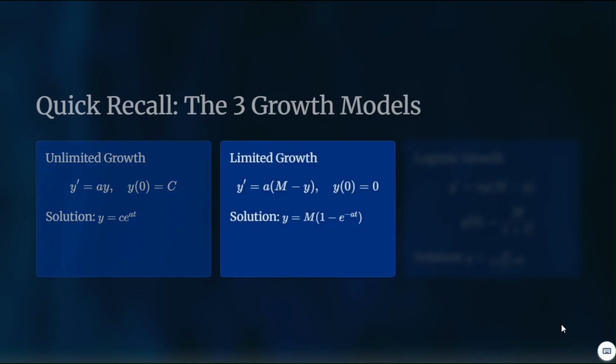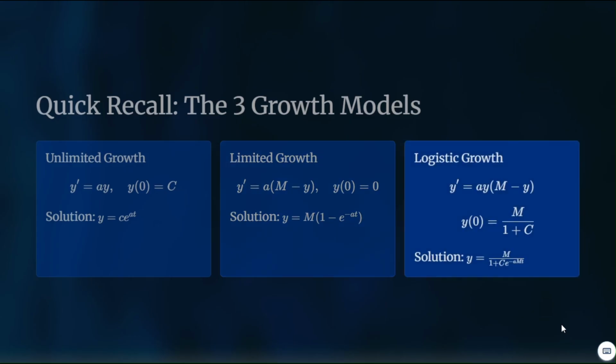Then we have limited growth, where the growth is proportional to the distance from a maximum. So y prime will be equal to a times m minus y, where m is the maximum. And if the initial condition y of 0 equals 0, then the solution will be y equals m times 1 minus e to the power negative at.